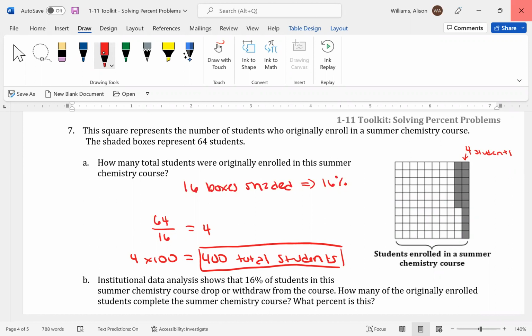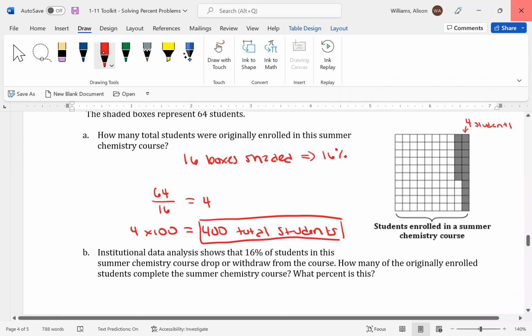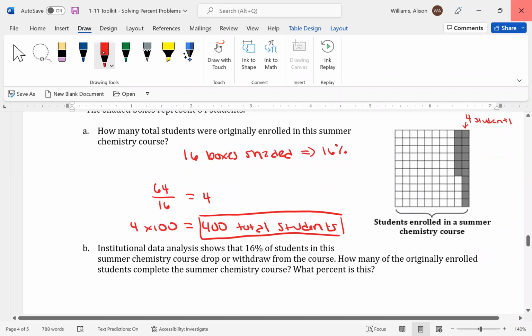All right, institutional data analysis shows that 16% of students in the summer chemistry course drop or withdraw from the course. How many of the originally enrolled students completed the summer chemistry course? And what percent is this? So if 16% is the number of students who've dropped the class, then how many students are going to be left? Well, as a percent, that would be 84%.